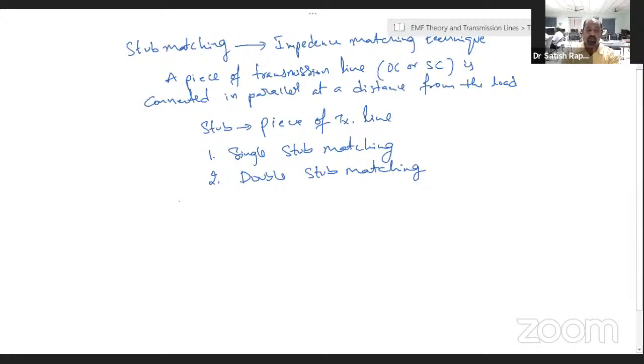For example, I will consider a short-circuited stub, because at high frequencies, in other words at radio frequencies, an open-circuited stub is not preferred. Open circuited stub is not preferred.